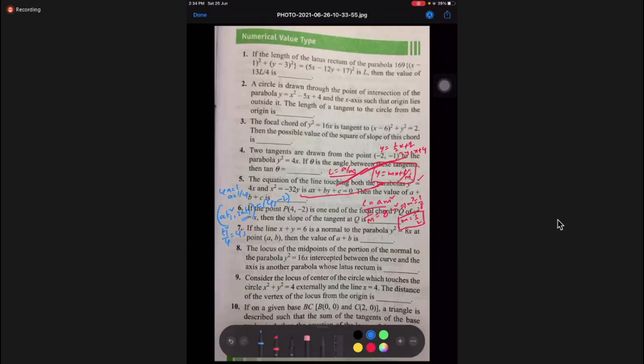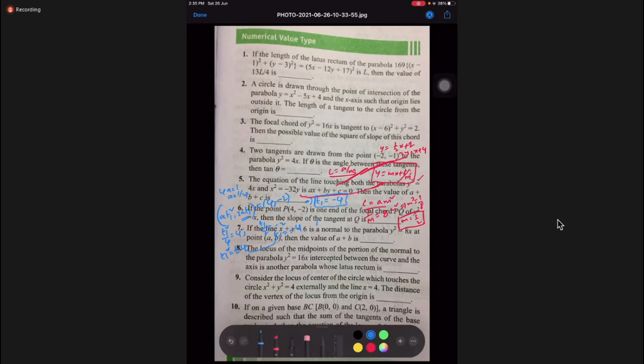Here we have one more value. The a value is 1 by 4, so 2a t1 equals minus 2, so t1 is minus 4. Here we got t1 as minus 4, so the common value of t1 is minus 4. Okay, very good.